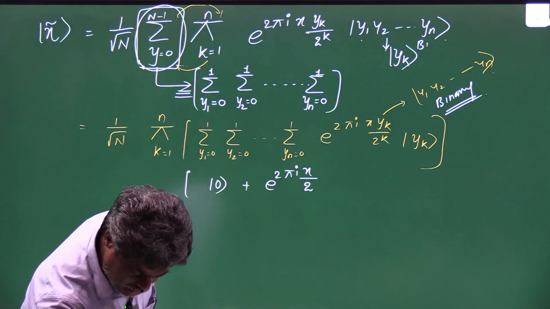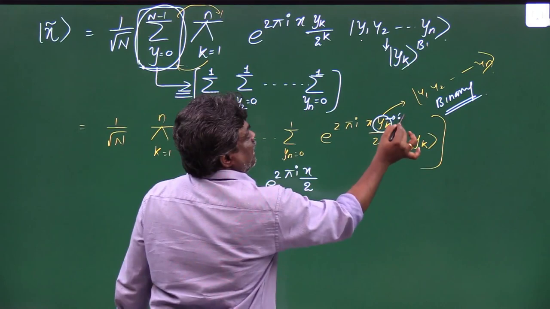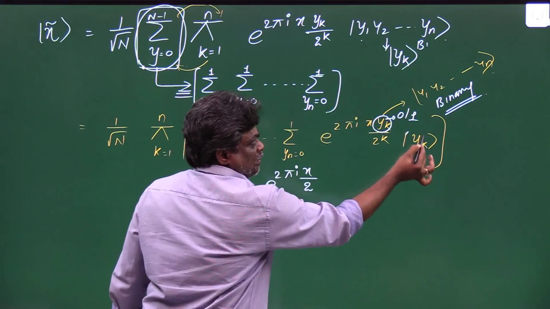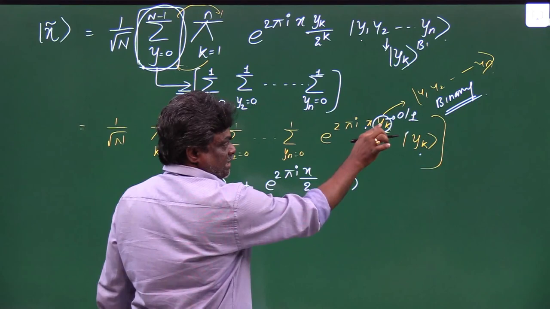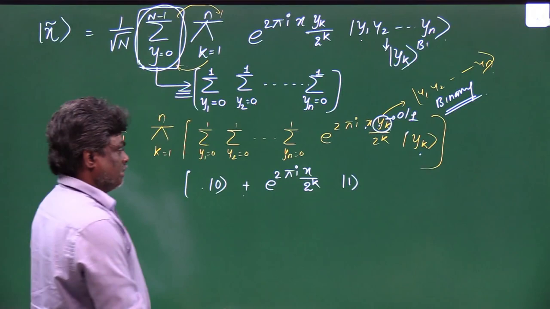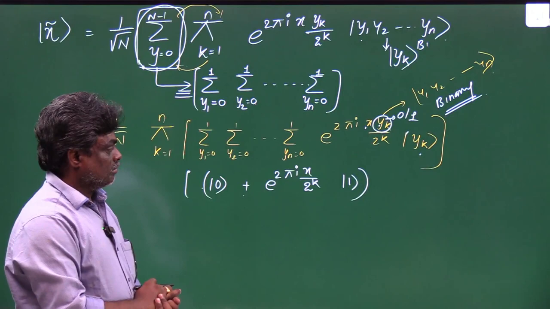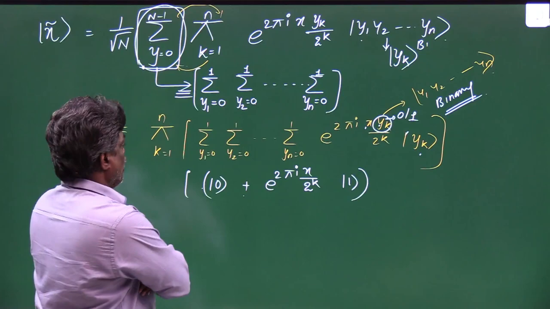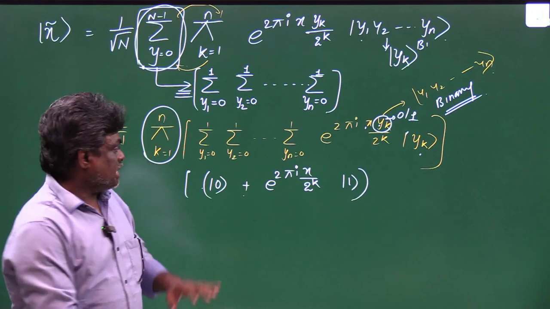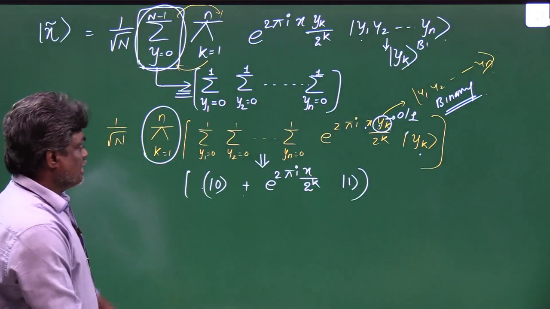So, y_k can take either 0 or 1. First, I have taken 0, okay? Then it is a 0, so this value is equal to 1. Nothing will come here. Plus, now I am taking a 1. Then e raised to 2 pi I x as it is becomes 1 by 2 power k. Okay? Right now I'm not doing anything with k, I'm just doing this summation only. This is for y1.